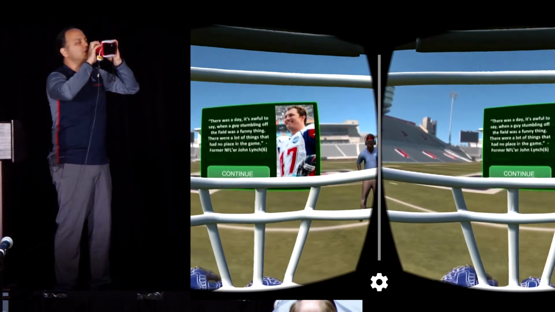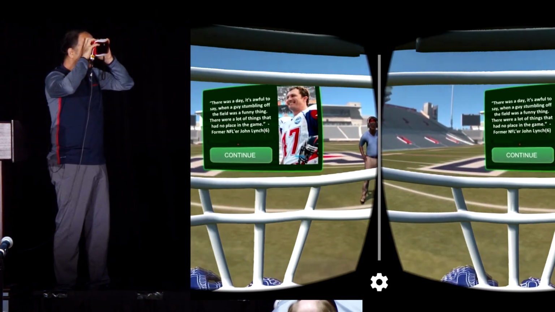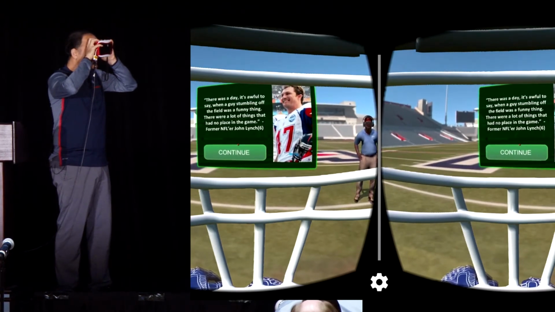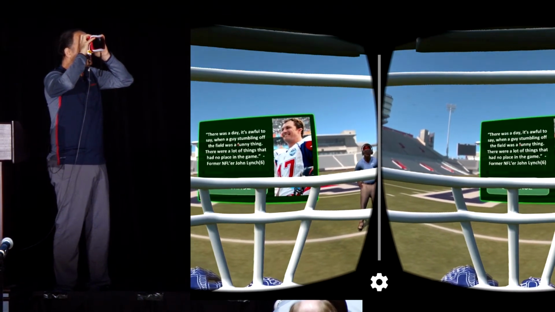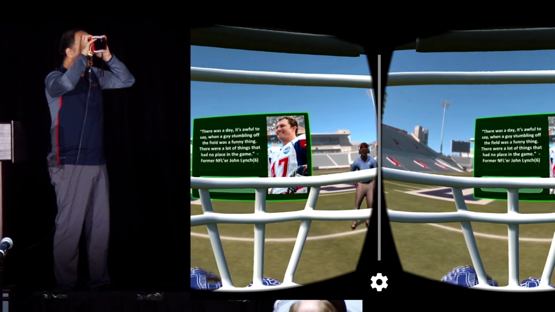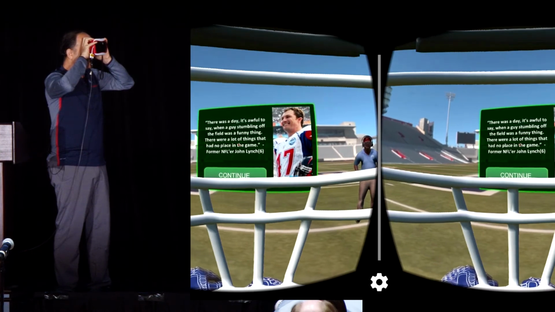So what we do is we give a little bit of information so that the player can get a sense of, okay, there was a day, it's awful to say, when a guy stumbling off the field was a funny thing. There were a lot of things that had no place in the game.